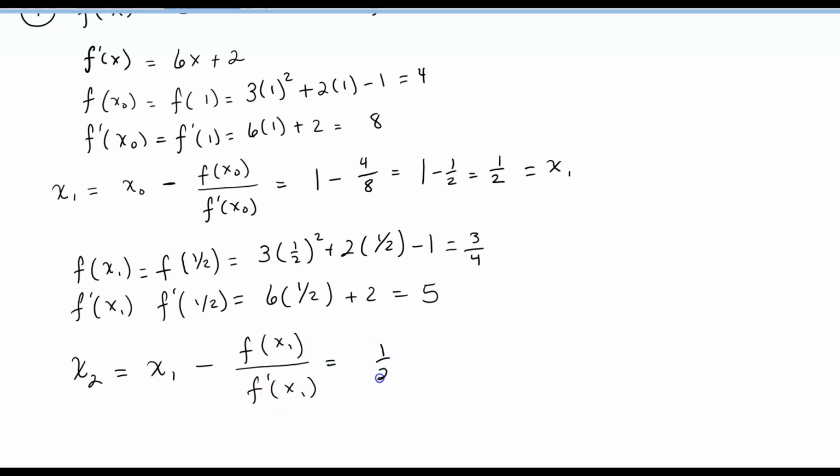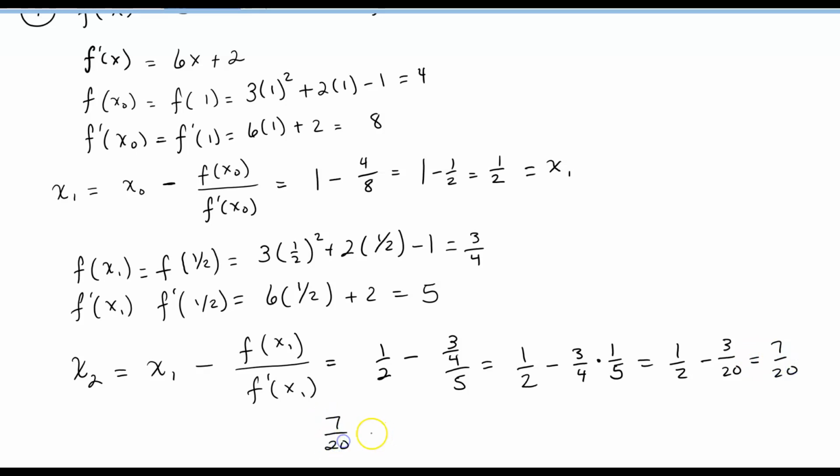So x sub 1 was 1/2 minus, and then we have 3/4 divided by 5. If you know anything about dividing fractions, I always tell my students to KFC. When dividing fractions, keep the first, flip the second, and change the sign. So that is 1/2 minus 3/4 times 1/5. So that's 1/2 minus 3/20. And you combine all of that, and you're going to get 7 out of 20. So 7 out of 20 as a decimal is exactly 0.35. And this is our x sub 2.